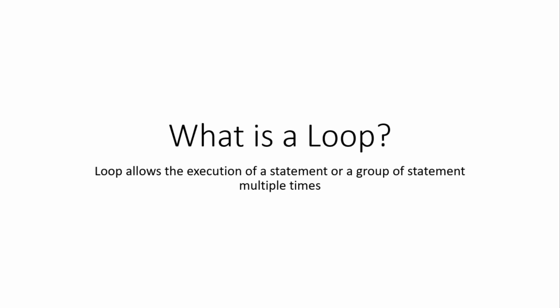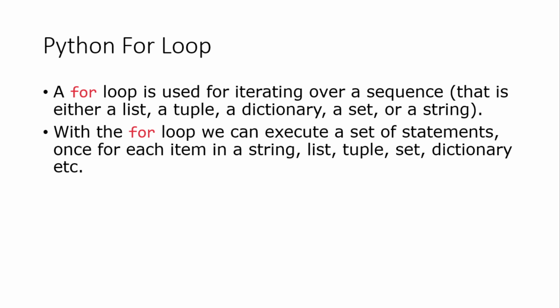Okay, so now coming to the for loop in Python. A for loop is used for iterating over a sequence that is either a list, a tuple, a dictionary, a set, or a string. A sequence is a collection of values. A string is a collection of characters, a list is a collection of elements, and a dictionary is a collection of key value pairs. A for loop basically takes an individual element from that sequence and gives it to us so that we can use it in whatever way in our program.